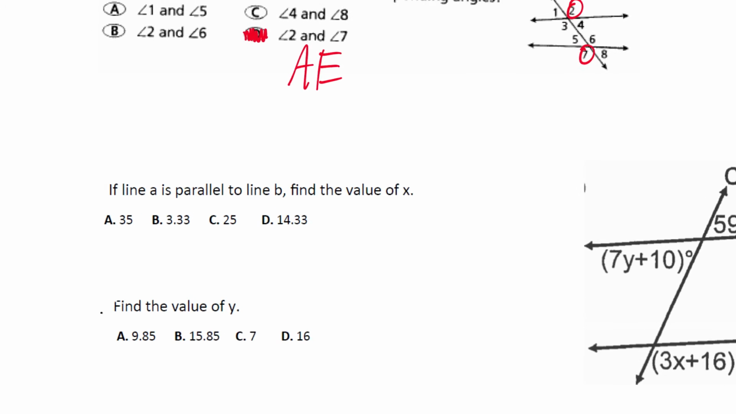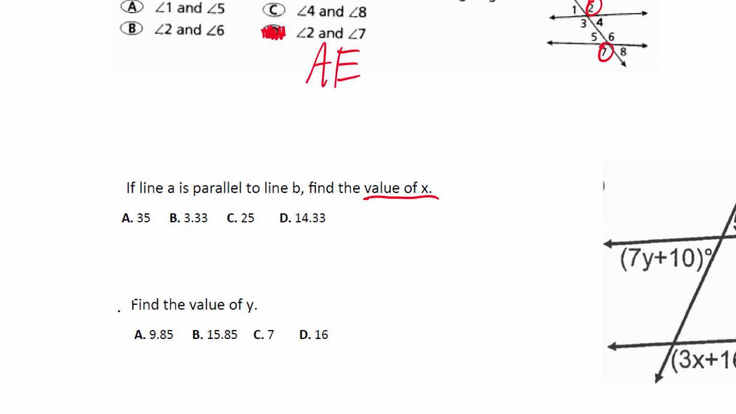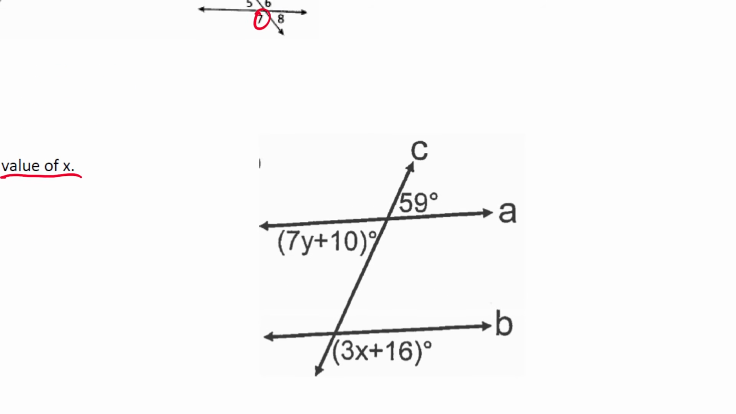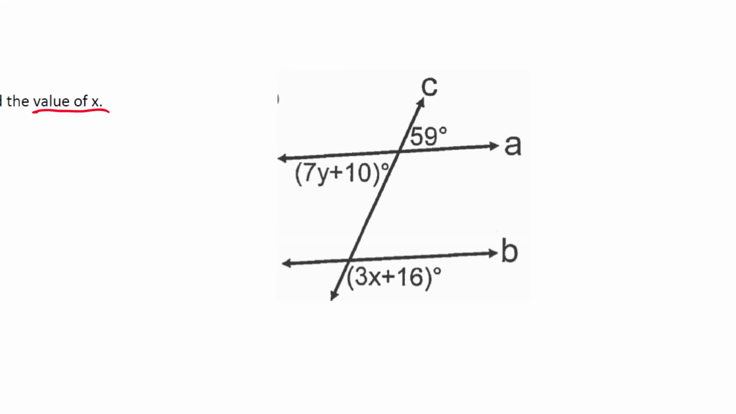Okay, on these last two, on the first one, we're looking for the value of x. Now, as I look in this figure, we are assuming that these two lines are parallel to each other, but here's where I see the x. Now, what I'm going to do is go to the angle where it's just a number without any variables. And so that's this one right here. So I know this angle is exactly 59. There's no variables there. So that's the one I'm going to use to help find the value of x.